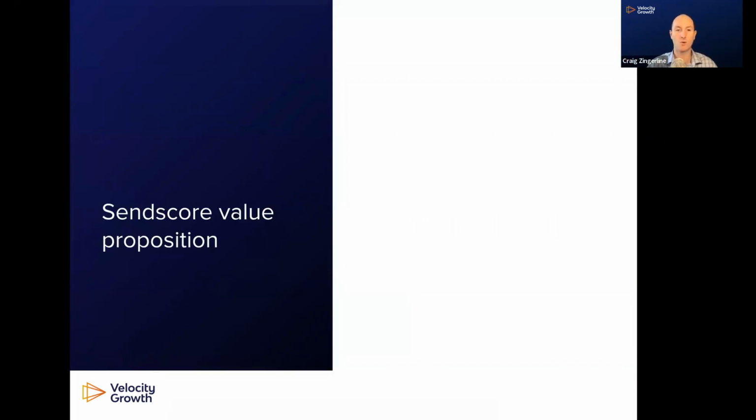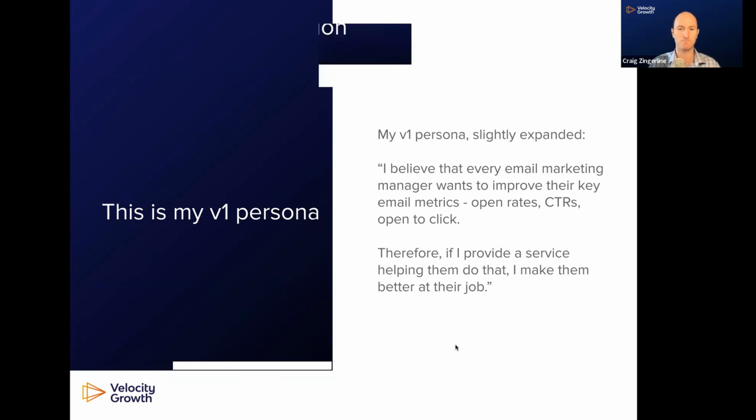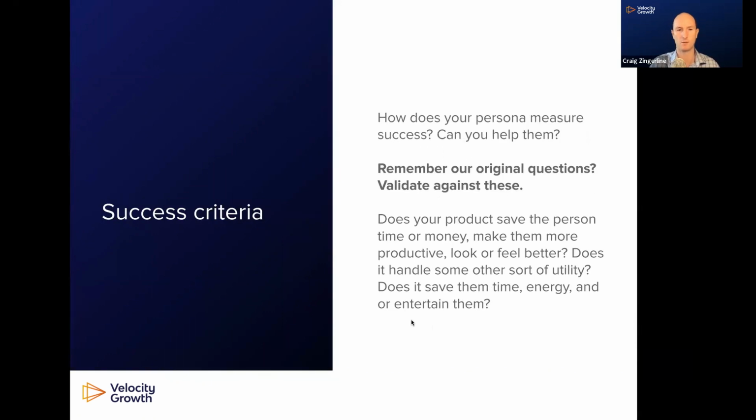So the Send Score value prop, remember, this is my MVP that I built, was to improve email campaigns with 3+ actionable insights. This is my V1 persona, slightly expanded. I believe that every email marketing manager wants to improve their key email metrics: open rates, click-through rates, open to click. Therefore, if I provide a service helping them do that, I make them better at their job. Okay, where do we go from here?